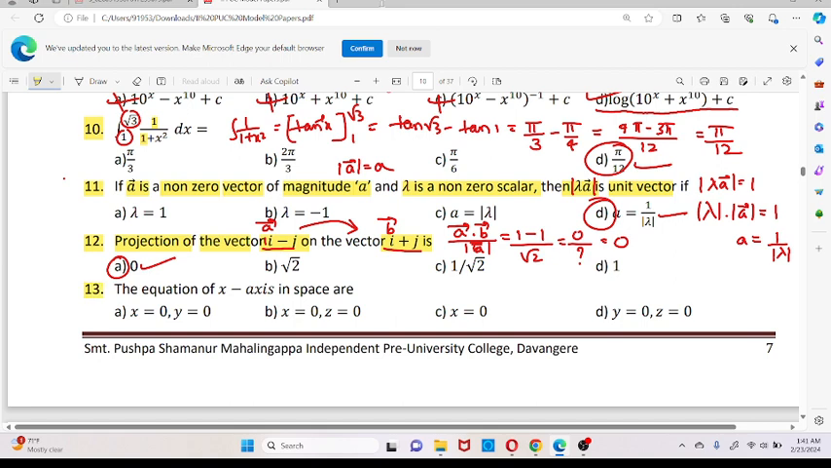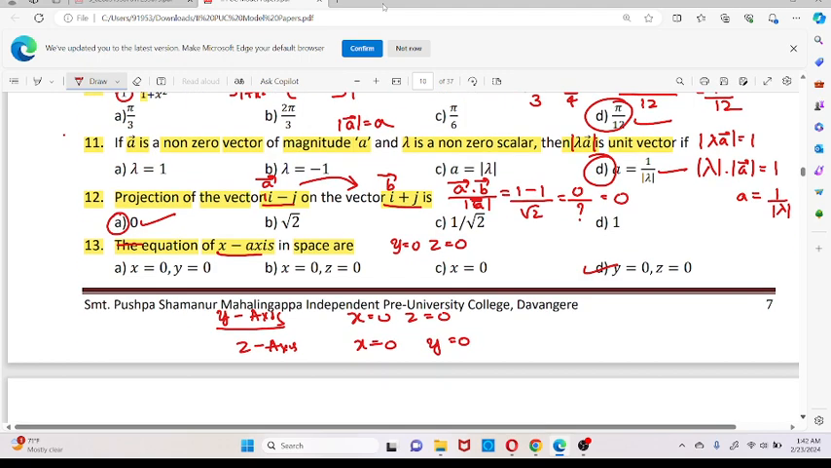And the 13th one is on the equation. Most of the students commit a mistake when asked for the equation of the x-axis in space. In space, suppose we ask for the x-axis, you need to consider the remaining axes, that is y equal to 0 and z equal to 0. It is a direct question, so option D will be the answer. Suppose we ask about the y-axis, definitely it is x equal to 0 and z equal to 0. If it is about the z-axis, then it is x equal to 0 and y equal to 0. So you need to be careful about this.